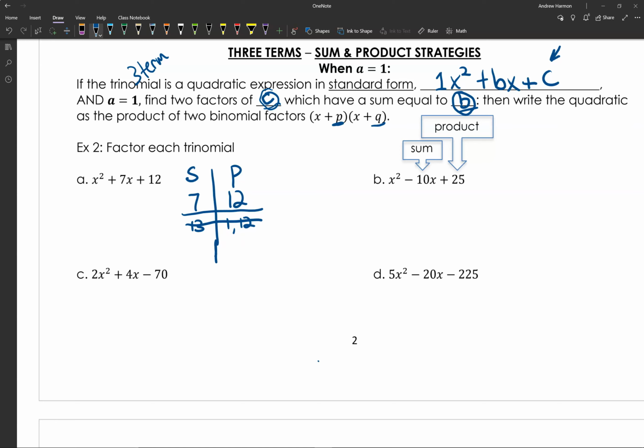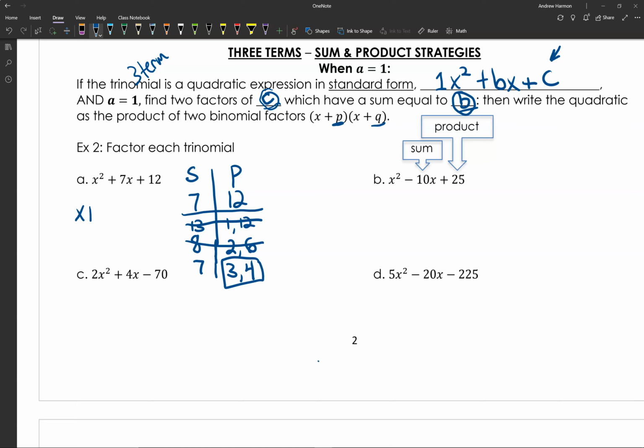Another way to get 12 is 2 and 6. 6 plus 2, though, is 8. We're getting closer, but not exactly there yet. Another factor pair of 12 is 3 times 4. And then 4 plus 3 is 7, so that one works. So those are my p and q values.